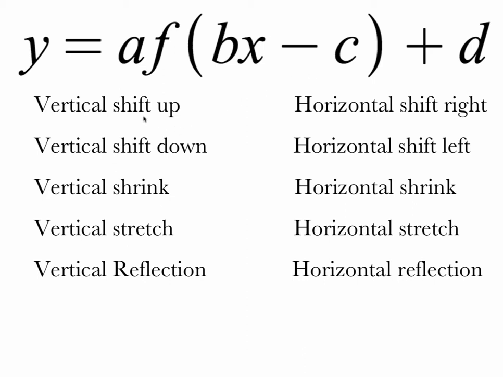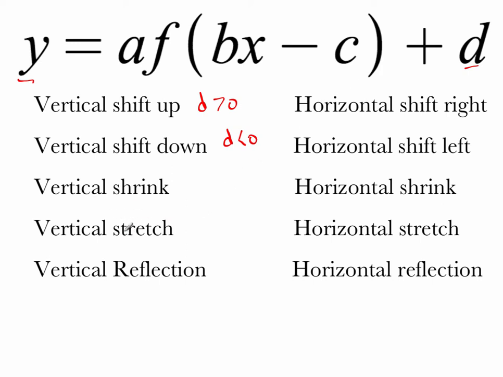For example, vertical shift up. Think about it. This is my y value. If I add something to the outside of the function, it is going to be a vertical shift up. So if d is positive, it'll be a shift up. If d is negative, it'll be a shift down.